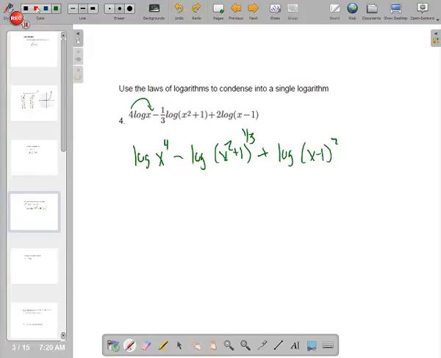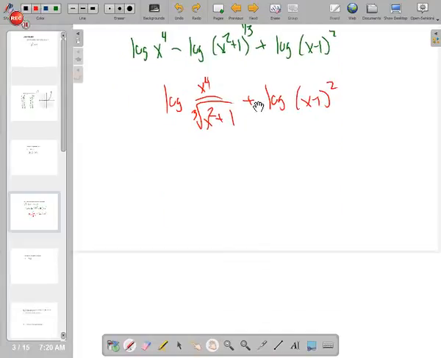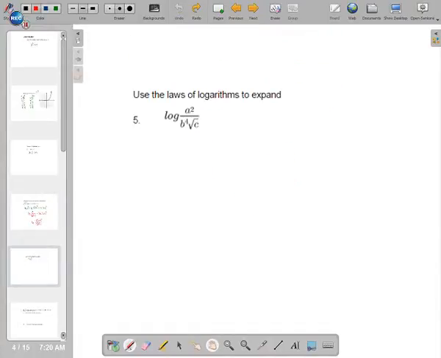Now that I've got the exponents in, I can start condensing, and we're going to condense left to right. So this is a subtraction. We're going to condense that into division. And I'm going to write it as a cube root now. X squared plus 1. So I condensed the first two, and I'll leave this guy alone for a sec. X minus 1 squared. Now I have addition, and addition condenses into multiplication. So this is going to be x to the fourth, and then x minus 1 squared. That's in the numerator. And then in the denominator I have x squared plus 1. So that's my condensed logarithm. It ain't pretty, but it's only one log now.